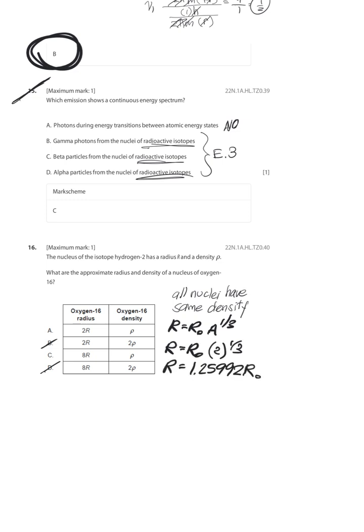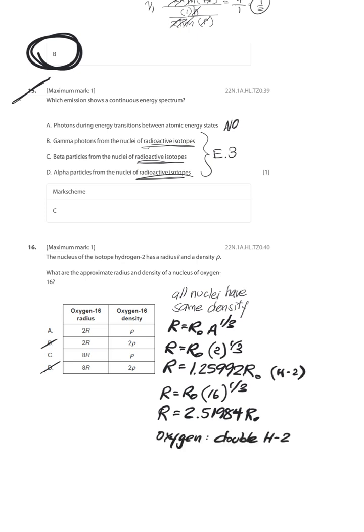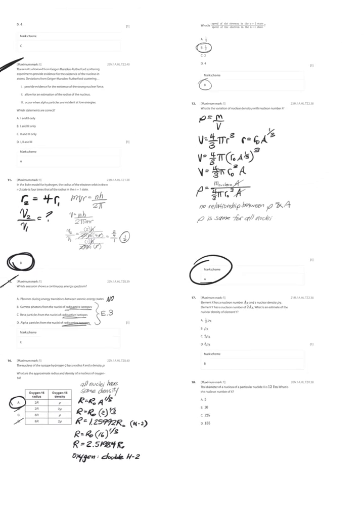So for hydrogen 2, the radius is about 1.25 r naught. And so for oxygen, which is coming in at 16, that has a radius of 2.51984 r naught. So looking at the two numbers, the oxygen at 2.5 is double the hydrogen at 1.25, giving us A for our answer, and of course they put the answer over here because they're crazy. But that's how you do it.